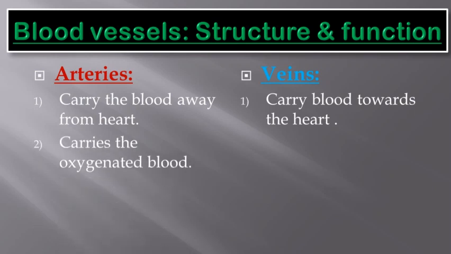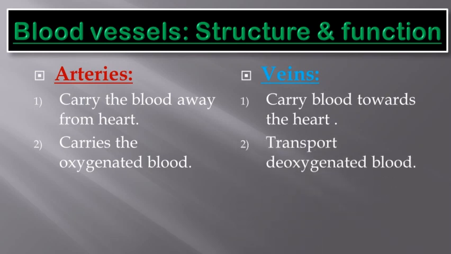Now the next point in arteries is, except the one carrying blood towards the lungs, all arteries carry oxygenated blood. What is oxygenated blood here? The blood which carries a larger amount of oxygen to deliver to different body tissues. While in veins, all veins except the one carrying blood from the lungs transport deoxygenated blood. Deoxygenated blood means blood carrying more carbon dioxide to be expelled from the body.